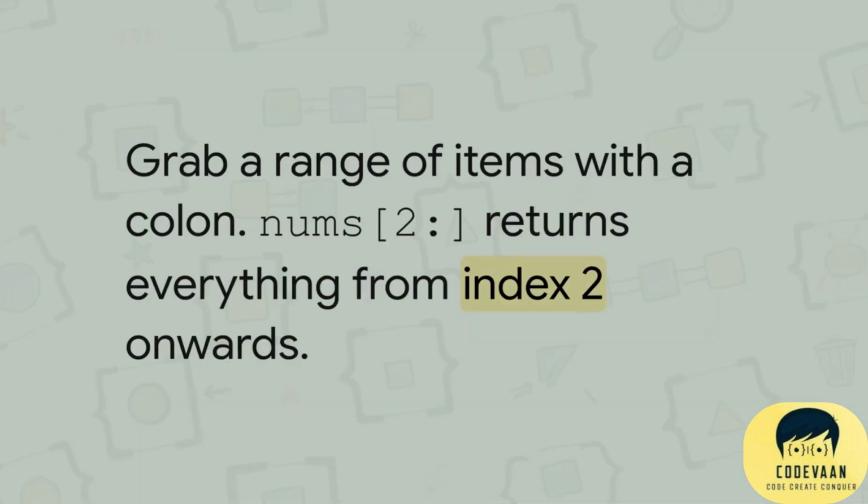But what if you want like a whole chunk of the list, not just one item? Well, this is where a really cool feature called slicing comes into play. By using a colon, you can basically define a range. So what you're seeing here, nums[2:], is us telling Python, hey, give me everything starting from index 2 and just go all the way to the end. It's an incredibly slick and efficient way to grab a piece of your data.